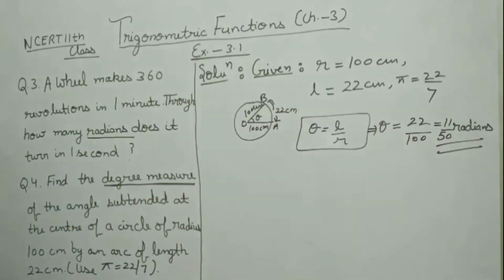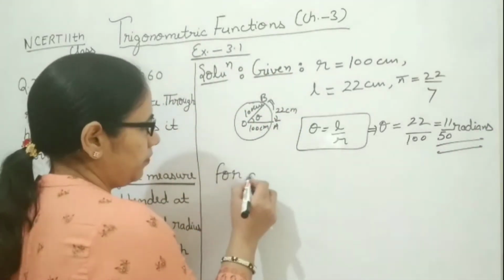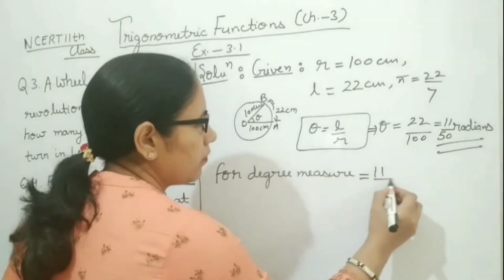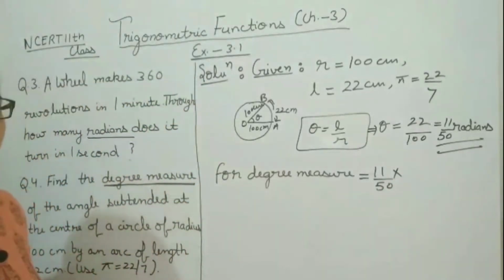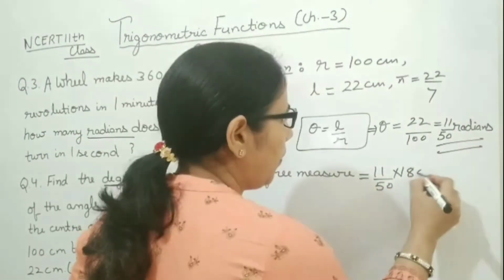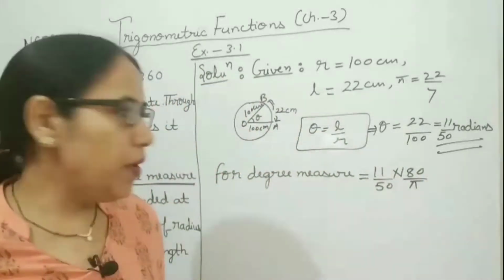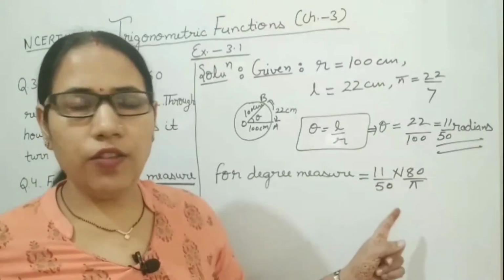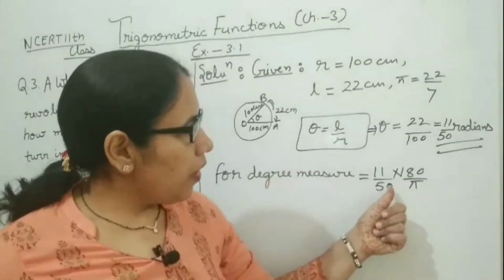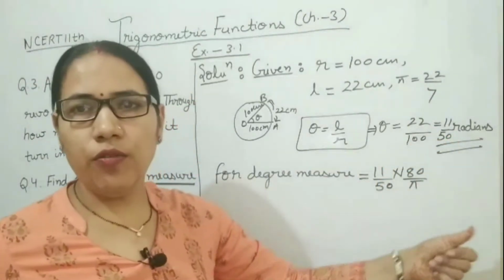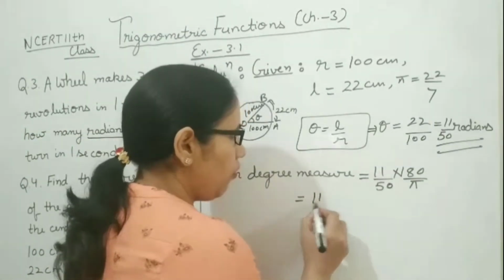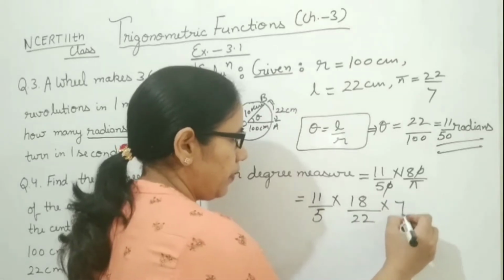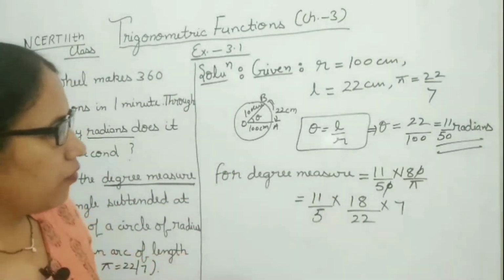Now convert it into degrees. For degree measure, we have to multiply it with 180 over pi. In the previous question, we multiplied the degrees with pi by 180 to convert it into radians, and in this question we have to multiply with 180 over pi to convert it into degrees. Now use the value of pi as 22 by 7. Now calculate and then write down the answer in degrees.